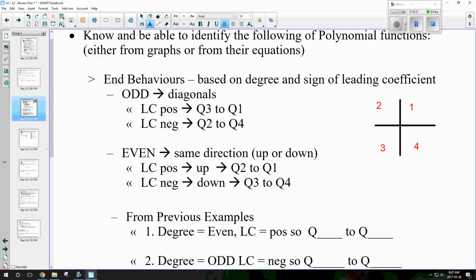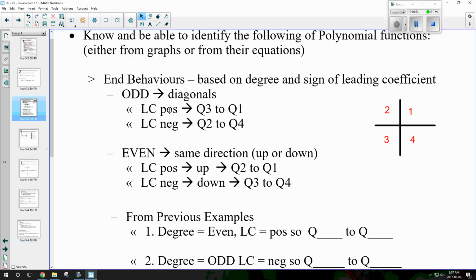So sometimes if you're getting confused with this, it might help for you just to draw a little diagram like this on your page, and that can help you just visualize your quadrants. So for odd, we always know it's diagonal, so it's got to be a diagonal across this way or a diagonal across this way. And remember, when we're reading our end behavior, we always move from the left of the graph to the right. So we always read from left to right on our graph. And then it depends on whether it's positive or negative as to which diagonal we use.